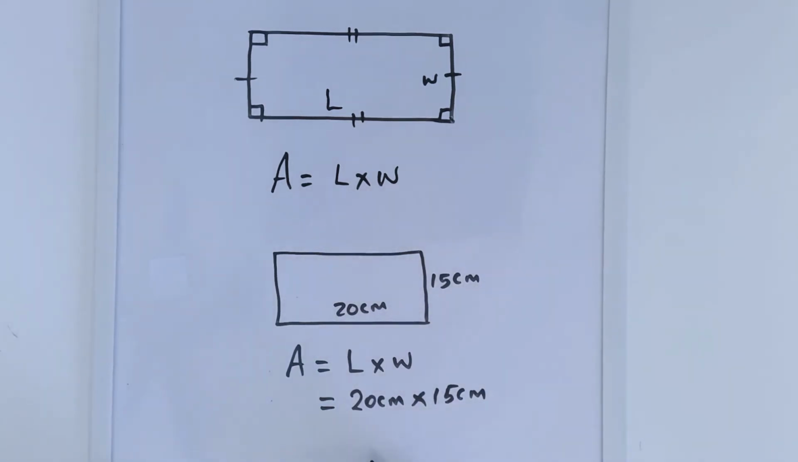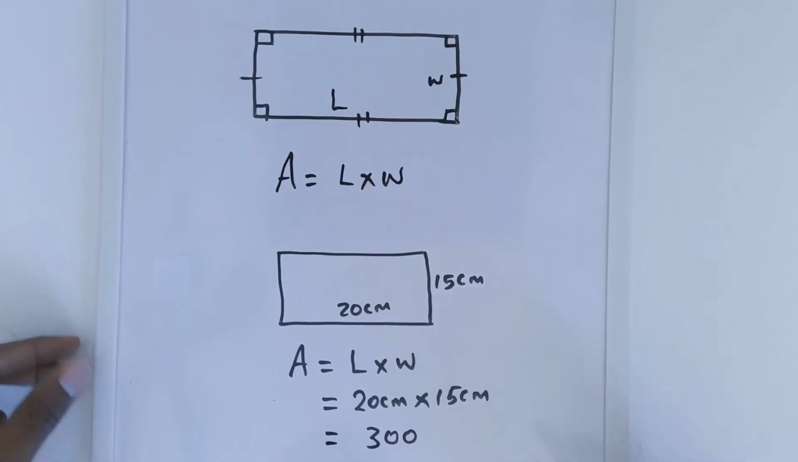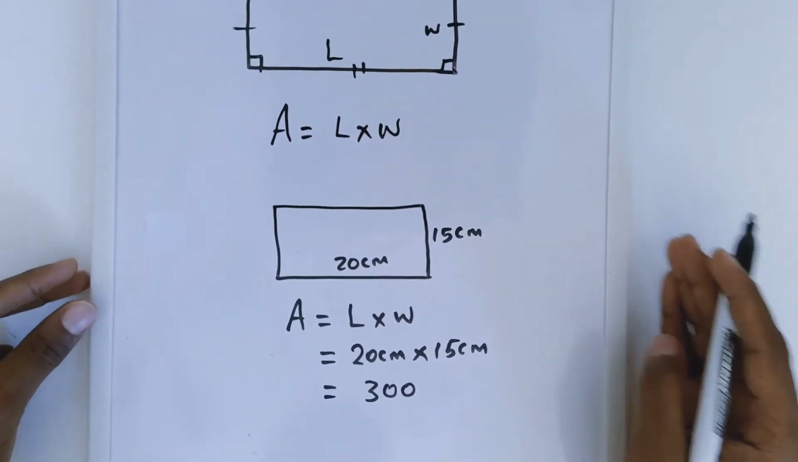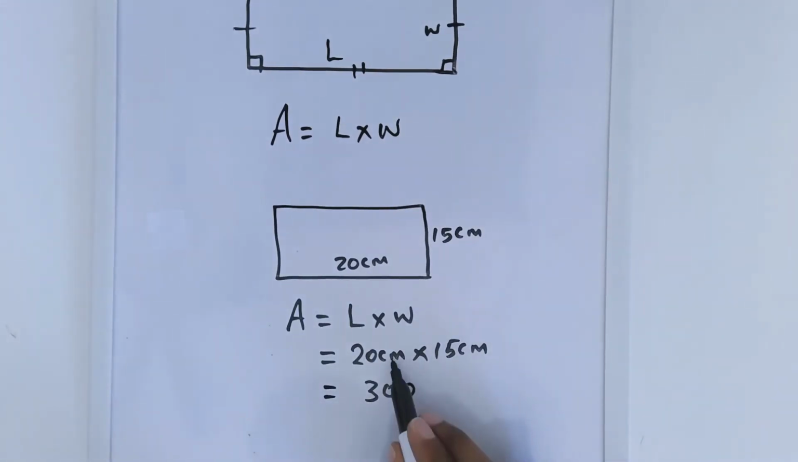It's also important to remember the units. So this will give you 20 times 15, that is 300. What about the units? The units are centimeter, so centimeter times centimeter, that will give you centimeter square. Okay, so this gives you the area of the rectangle.